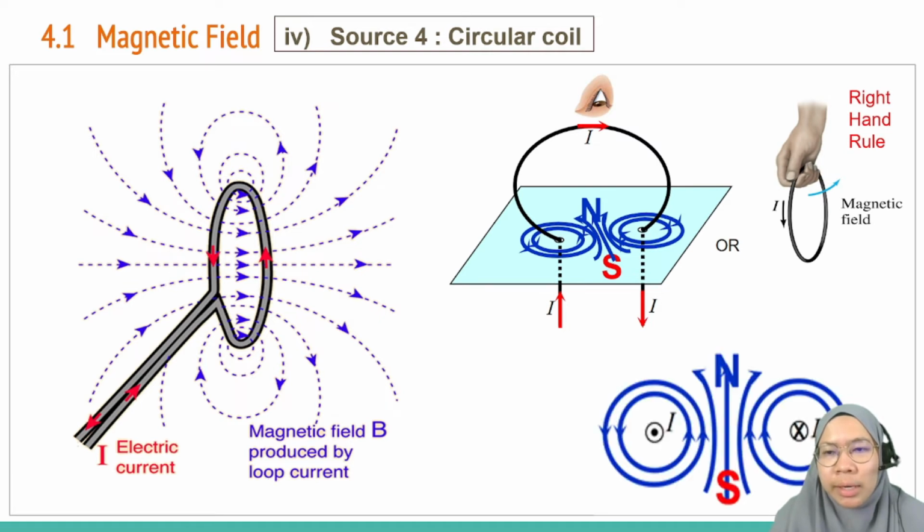So using the right hand rule, we can determine the directions of the magnetic field lines. For the left hand side, current coming out, so the direction of magnetic field is anti-clockwise. And for the right hand side, current going into the page, so the magnetic field is clockwise. So in the middle of the coil, the direction of magnetic field is the same, so we can see that here we have a stronger magnetic field.